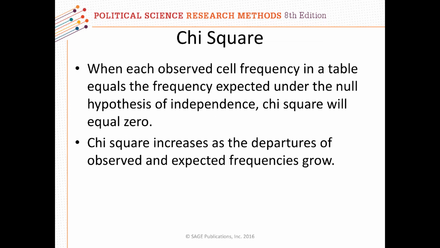So chi-square increases as the departure from the observed and expected frequencies grows, which is exactly what I just said. So that's pretty much all chi-square tells us. And that's helpful, but again, it's sort of blunt.